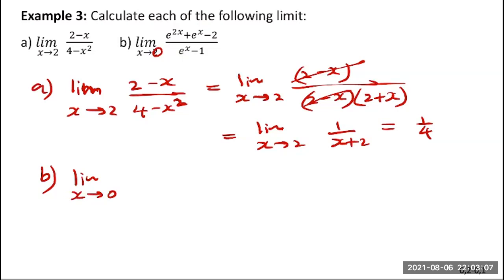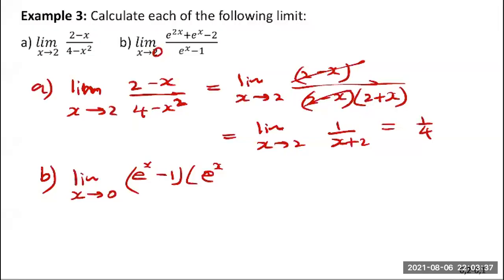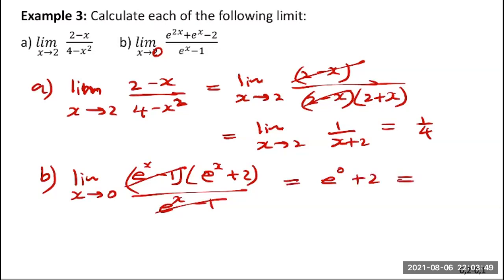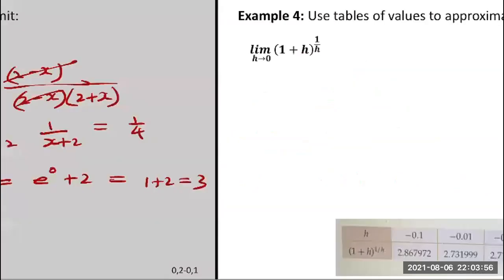So what I'm going to do is factorize my top. If I factorize my top, I get (e to the power x minus 1) times (e to the power x plus 2), divided by (e to the power x minus 1). Common factors can be cancelled. Then if you plug in 0, you get e to the power 0 plus 2, which is 1 plus 2, equal to 3. Okay, that's the limit. All right, let's move on.